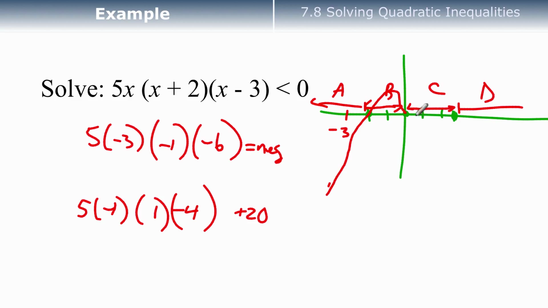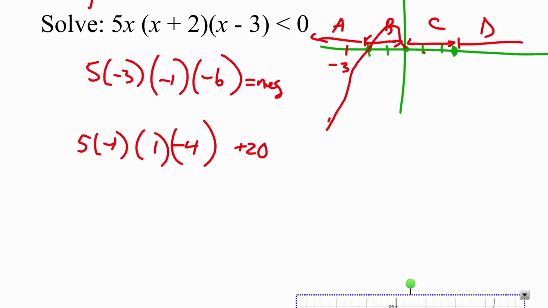Pick a number for the C interval. Maybe pick a 1 and see what you come up with. And then do the same thing for the D interval. Also use your calculators to help you. You could plug this whole thing in, have it y equals 5x times, etc. And that'll show you what the graph looks like for that interval or inequality.